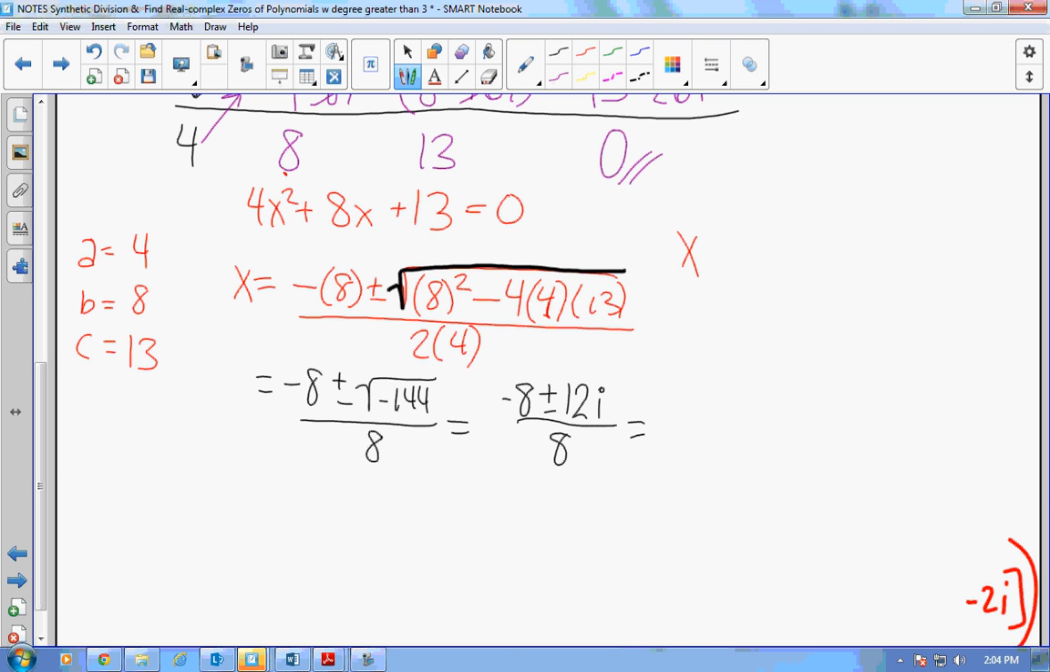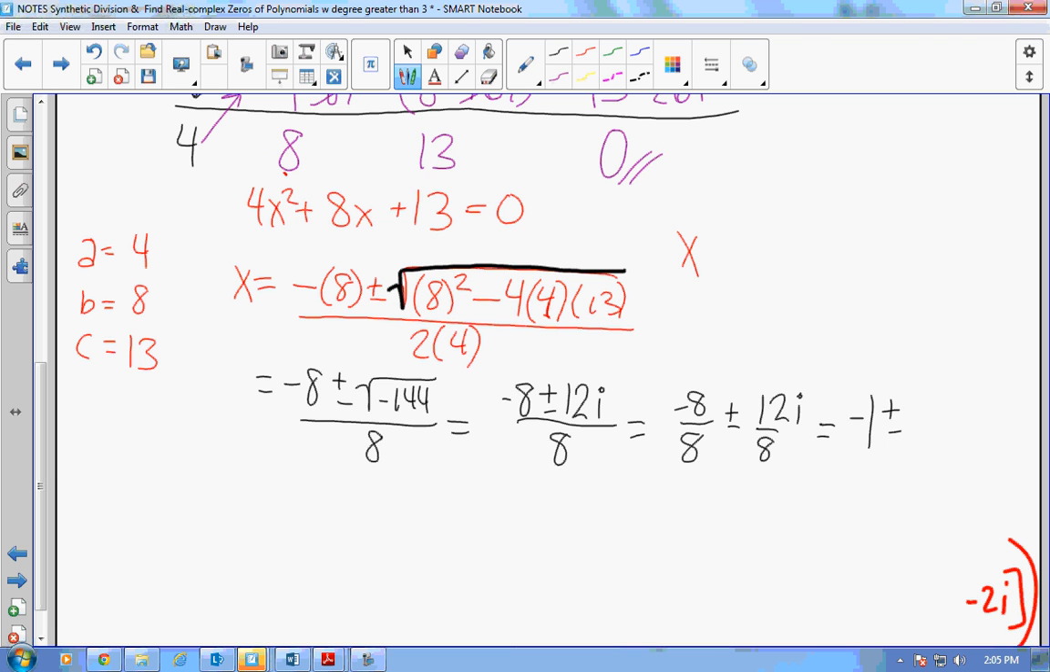Now there are two pieces to this. We have a real piece, which is negative 8 over 8. And we have an imaginary piece, and this is where people get it wrong. They'll just go plus or minus 12i. It's still a fraction. They both have the denominator 8. So we have two answers. Negative 8 divided by 8 is, I can just put equals because they're going to be the same, except for different signs. Negative 1 plus or minus 12/8 simplified.